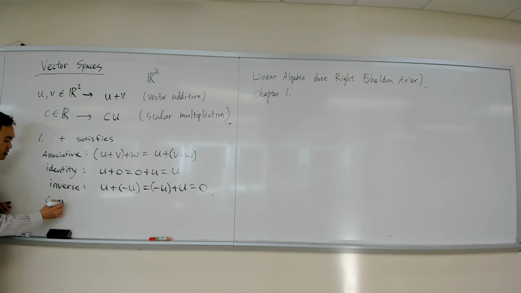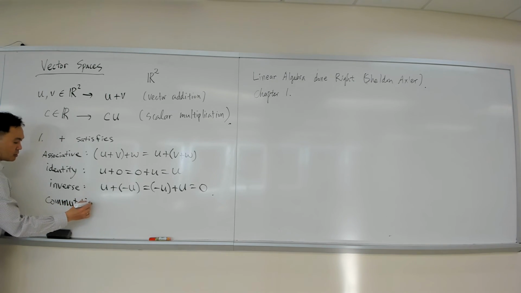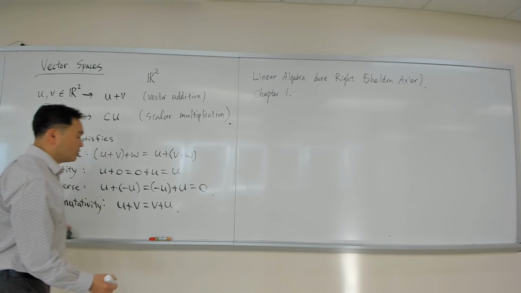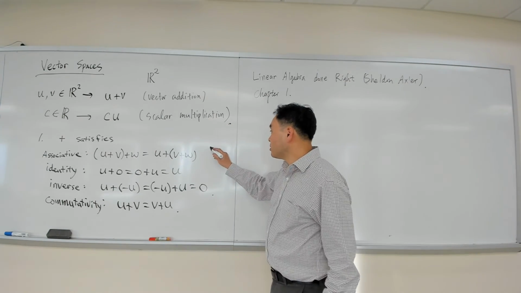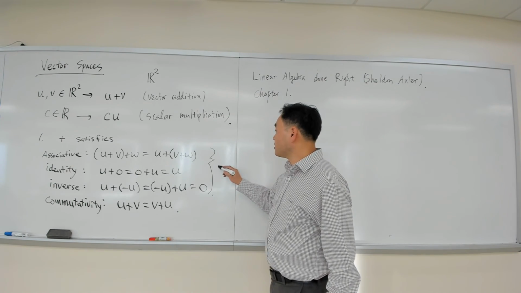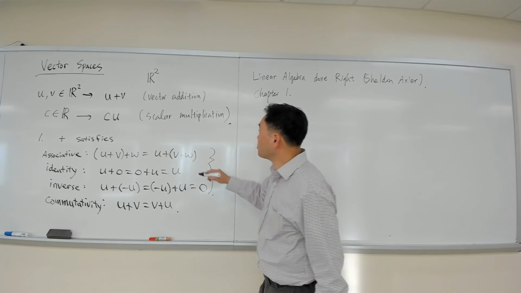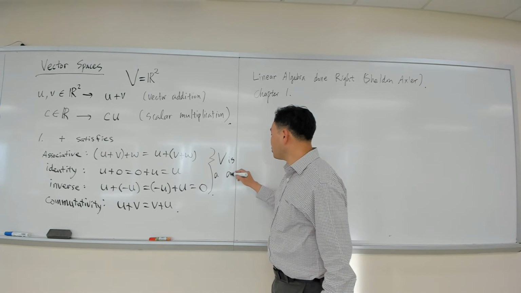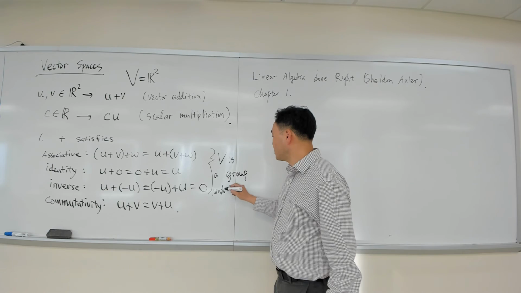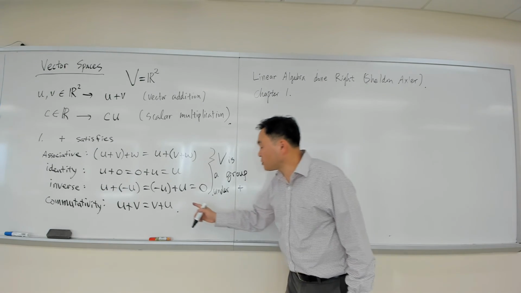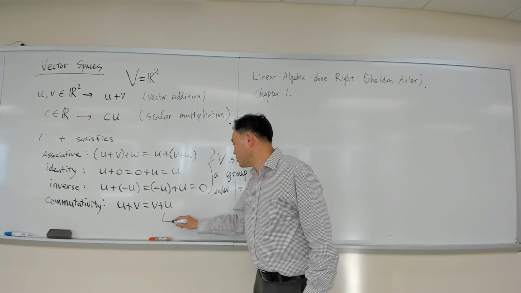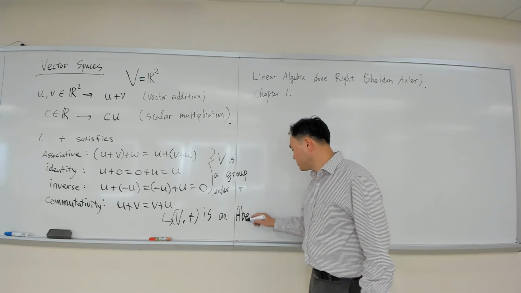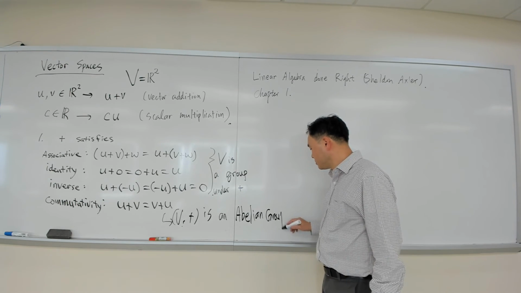And then commutativity, which is u plus v equals v plus u. Okay, and as I said, the first three properties mean that this vector space, we'll call this vector space capital V, is a group under addition, and especially because it satisfies commutativity, we say (V, +) is an abelian group. Okay, that's what we observe.